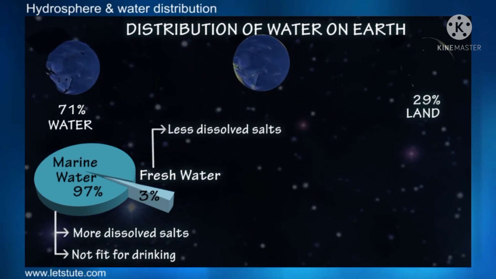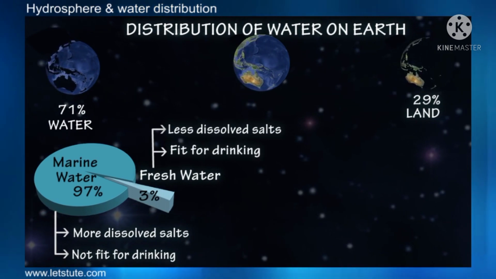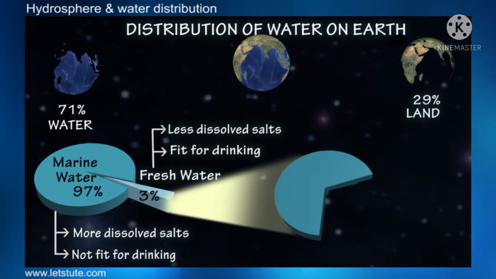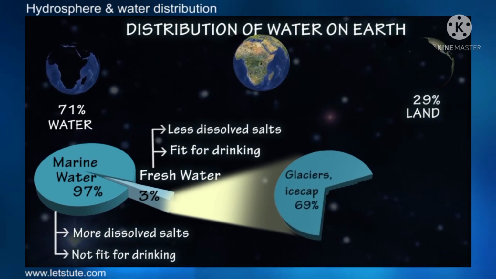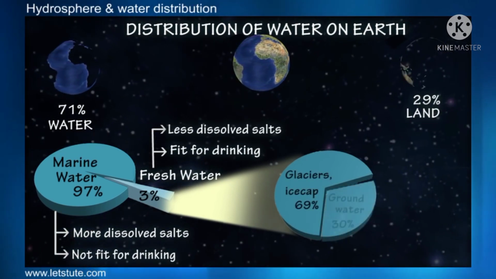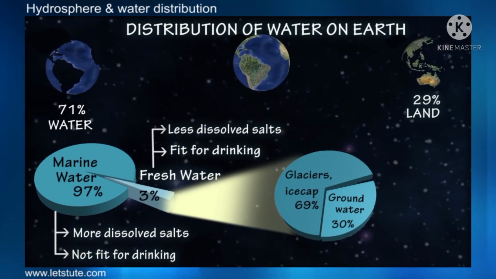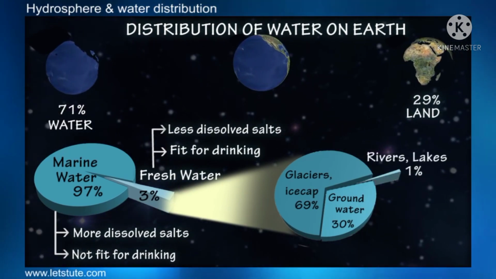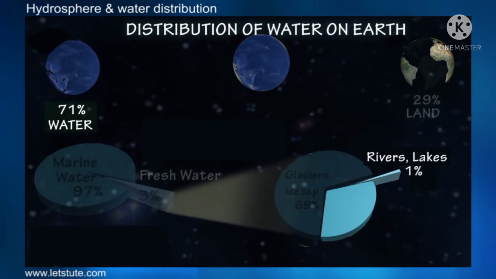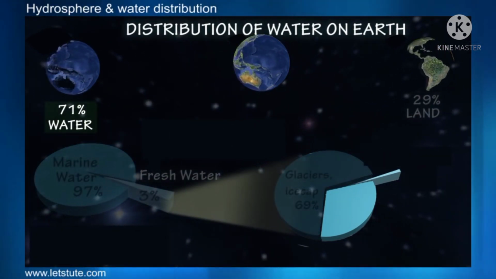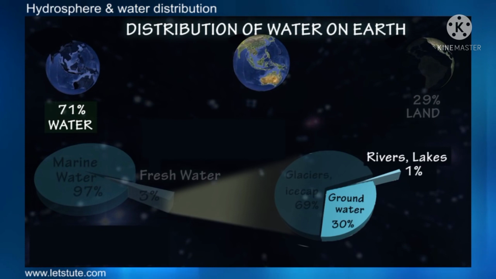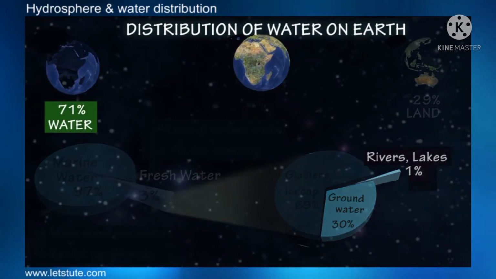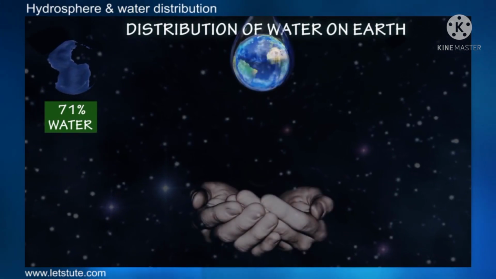So, of the total fresh water, the major part is locked in glaciers and ice caps, followed by the underground water, and just a small amount is located in rivers and lakes. So we can compare this small portion of water which is available for drinking with the total water available on the earth. This is the reason why we must put efforts in conserving water.